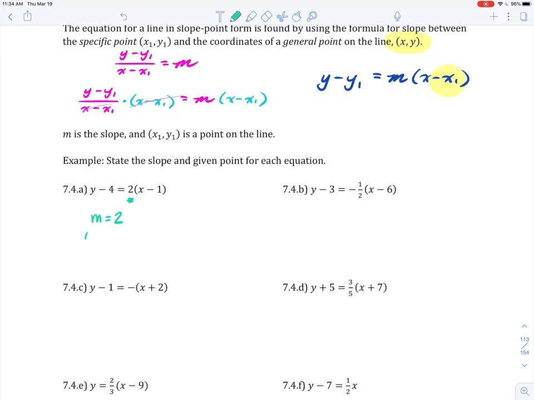Our point, if you notice in our equation that we came up with before, we have minus x1. So our x1 of our point is not going to be this negative 1 because it's minus x1, which means x1 is just that positive 1. And similarly, if you look at the original equation here, we have minus y1 as well. So in our equation, we have negative 4, so our y1 is going to be a positive 4.